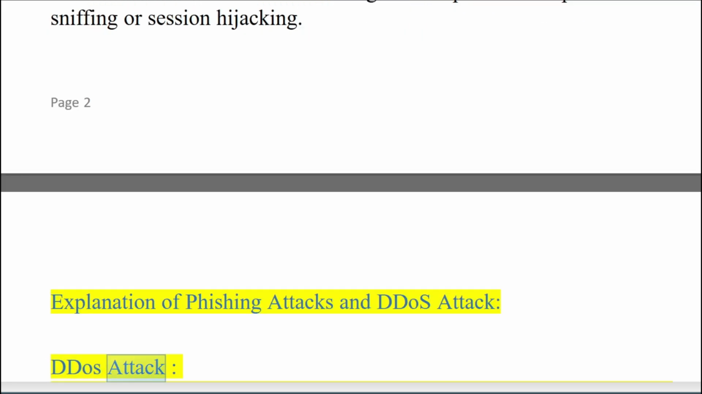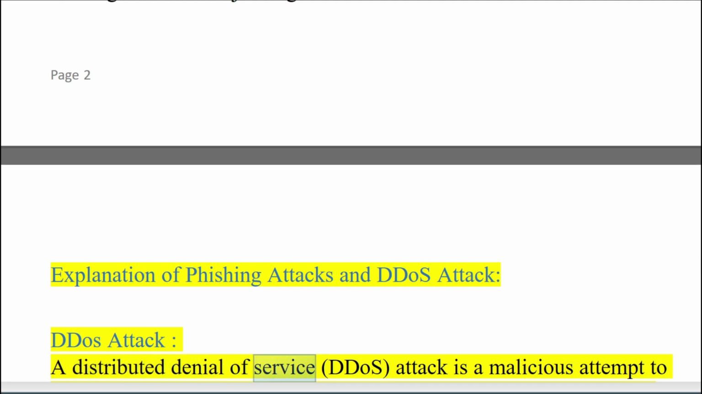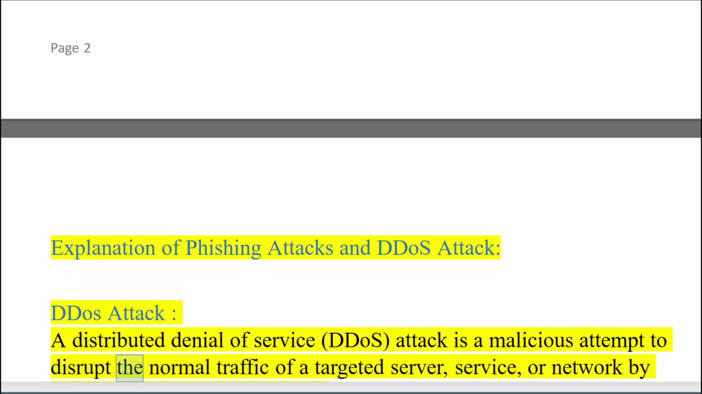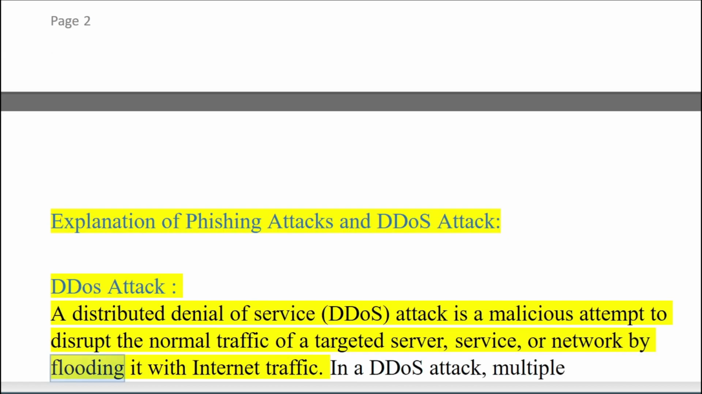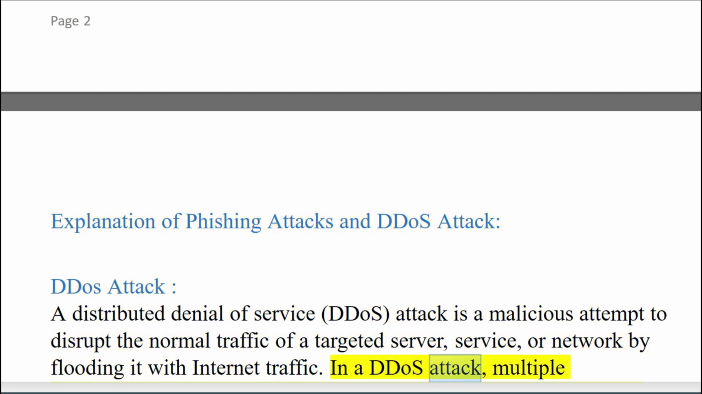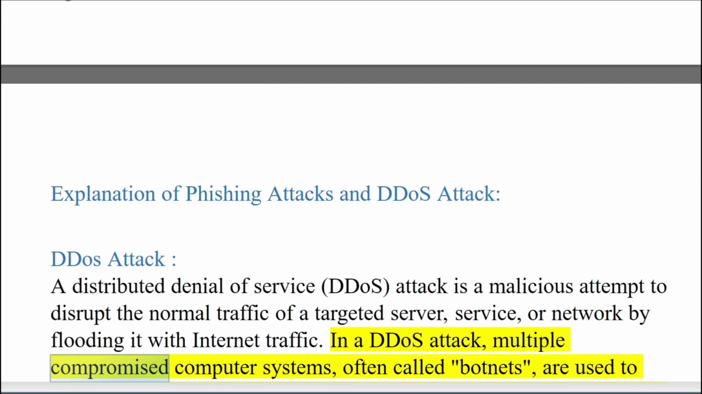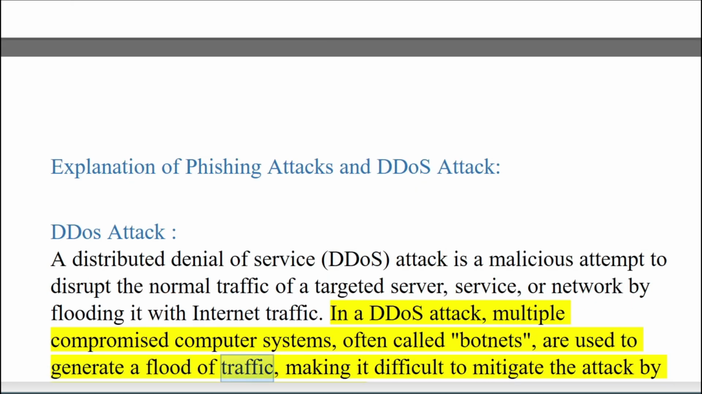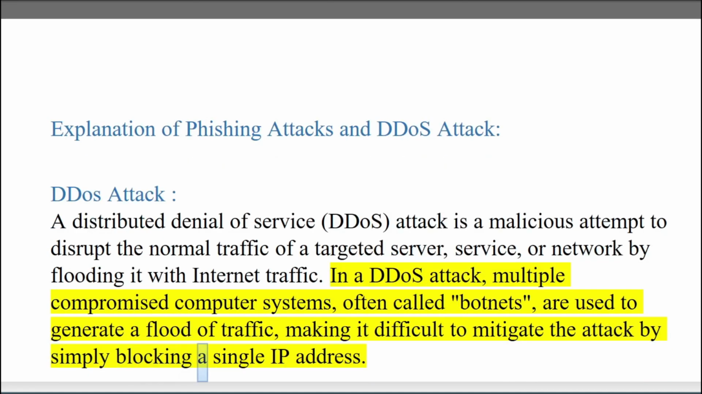DDoS attack. A distributed denial of service, DDoS, attack is a malicious attempt to disrupt the normal traffic of a targeted server, service, or network by flooding it with internet traffic. In a DDoS attack, multiple compromised computer systems, often called botnets, are used to generate a flood of traffic, making it difficult to mitigate the attack by simply blocking a single IP address.